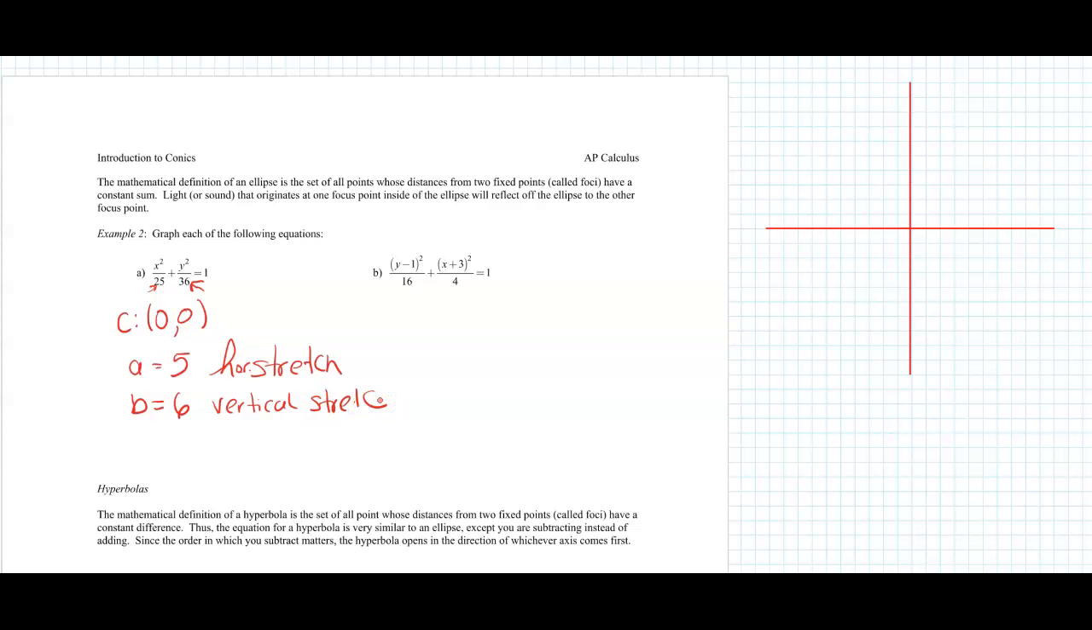Alright, from here, all we've got to do is go over and graph it. So I've got my center at 0, 0. I horizontally stretch 5 in each direction. So 1, 2, 3, 4, 5. And then vertically stretch 6. So 1, 2, 3, 4, 5, 6. And then down 6. And then connect it the best you can.